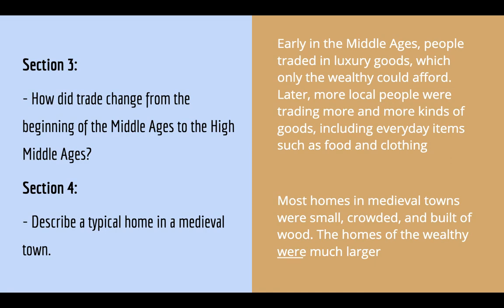Section 4 asked you to describe a typical home in a medieval town. Most homes in medieval towns were small, crowded, and built of wood. The homes of the wealthy were much larger. However, they are still not what you would consider to be a wealthy mansion nowadays. Because keep in mind, these medieval towns are very, very unsanitary.